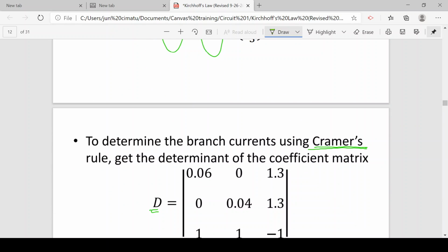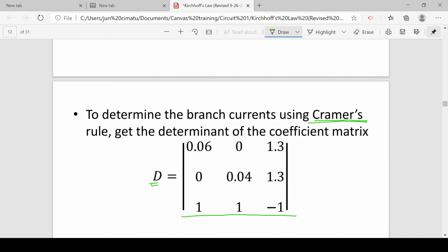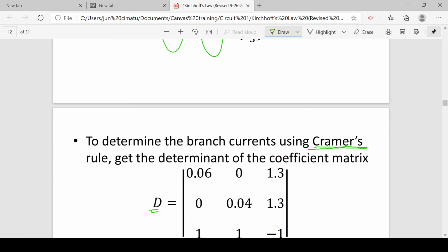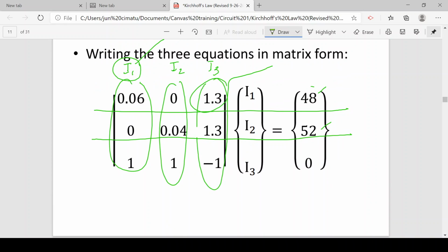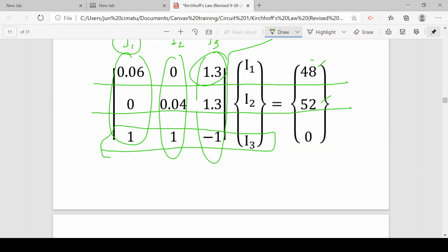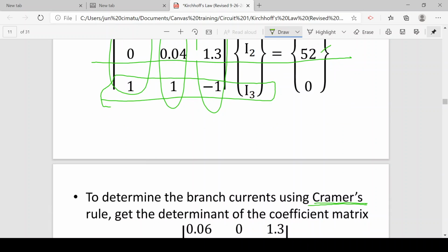So it is better to calculate at least two values of the unknowns, then get the third value from one of the equations, and always check your answer on the third equation wherein it involves I sub 1, I sub 2, and I sub 3.